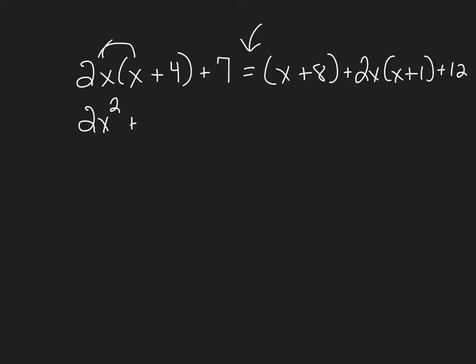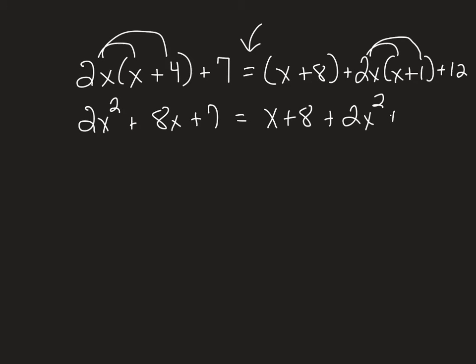plus 2x times 4, which is 8x, plus 7, equals, there's a 1 in front of this parenthesis, so 1 times x plus 8 is just x plus 8. 2x times x is 2x squared. And 2x times 1 is 2x plus 12. So let's see, we can't simplify anything on this side.